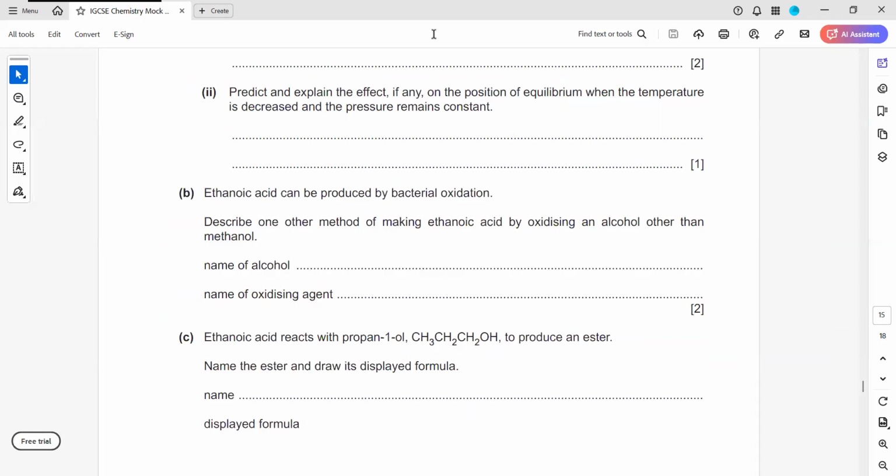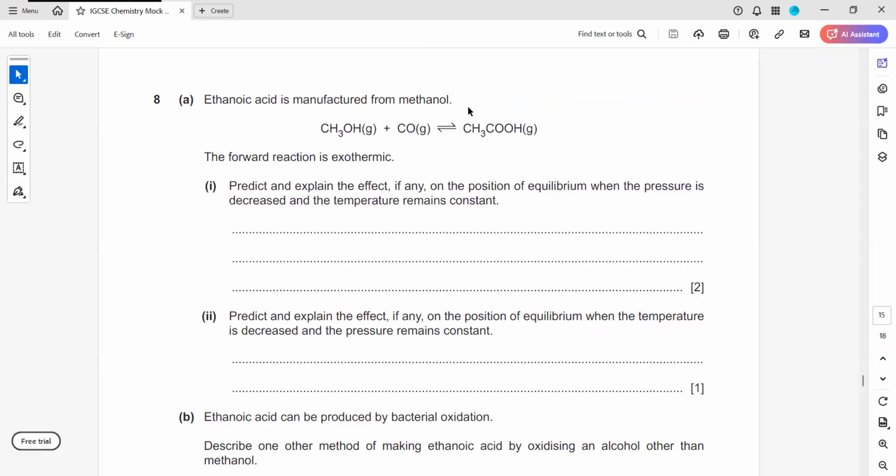Predict and explain the effect. This we did in the class. If in the position of equilibrium the temperature decreases, so the forward reaction is exothermic. For exothermic reactions, whenever you decrease the temperature, the balance will shift towards the right hand side. So equilibrium will shift toward the right hand side because the forward reaction is exothermic.